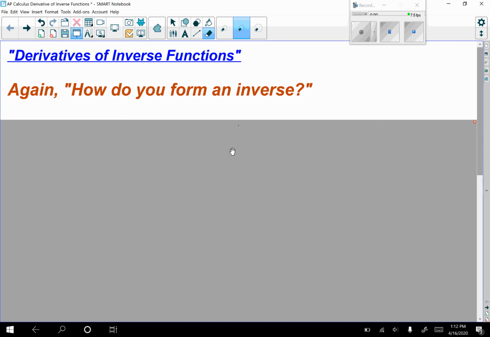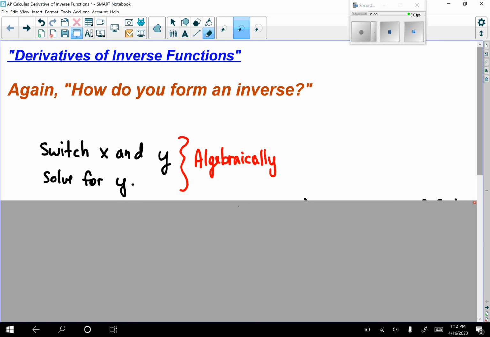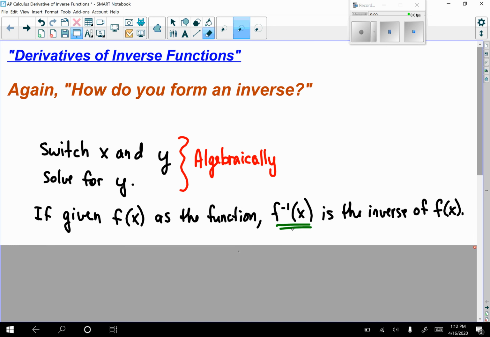So take a moment to just think about how we form an inverse function graphically and algebraically. If you remember correctly, algebraically, we simply switch the x and the y values of our function, and then we end up solving for y. The notation we use is this right here. Looks like f to the negative 1 of x, but this is the inverse of f of x. We've seen it with inverse trig functions as well, that little negative 1 indicating it's the inverse of our function.